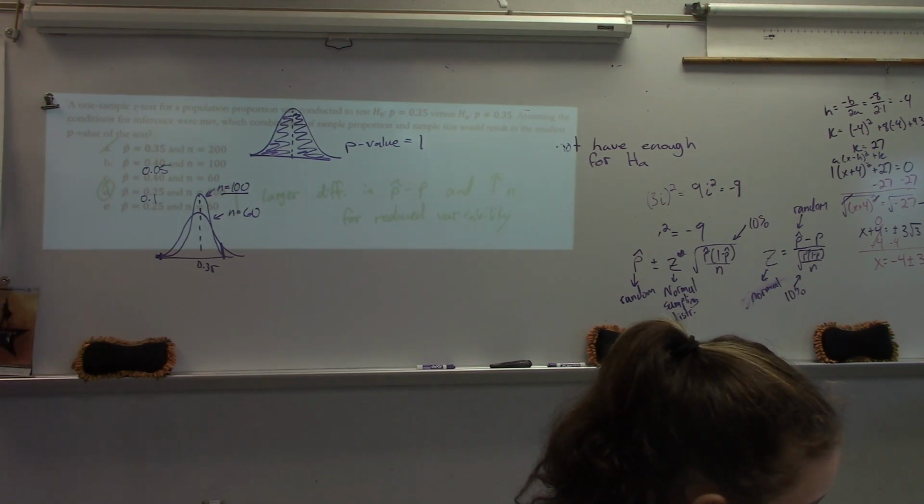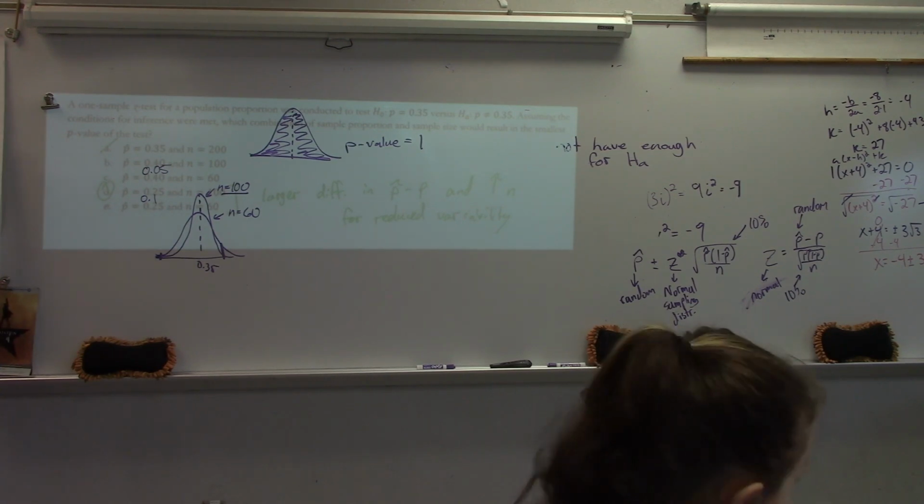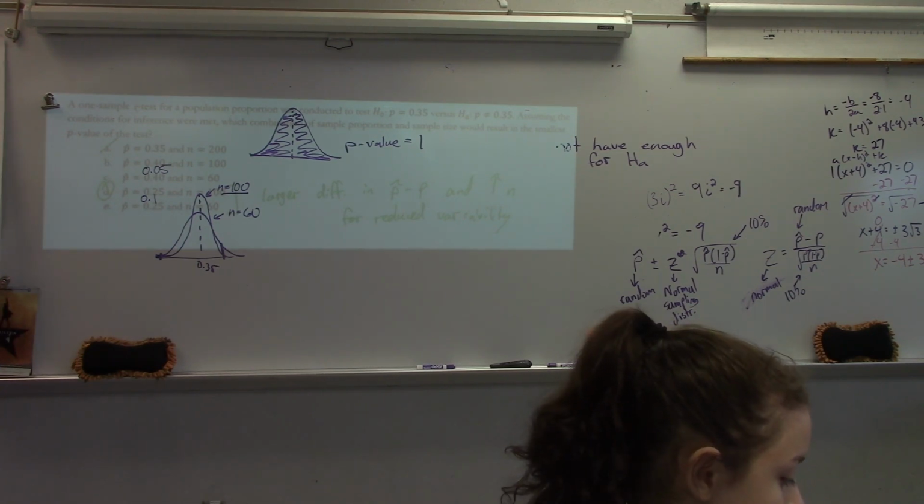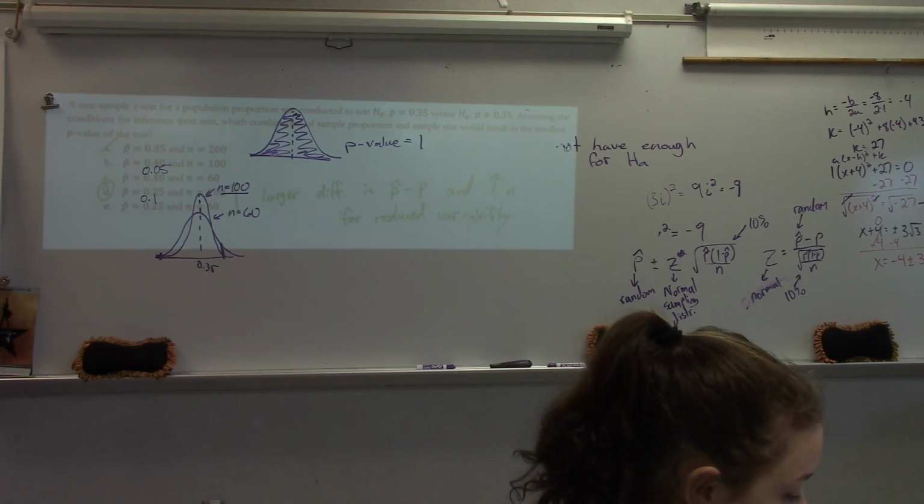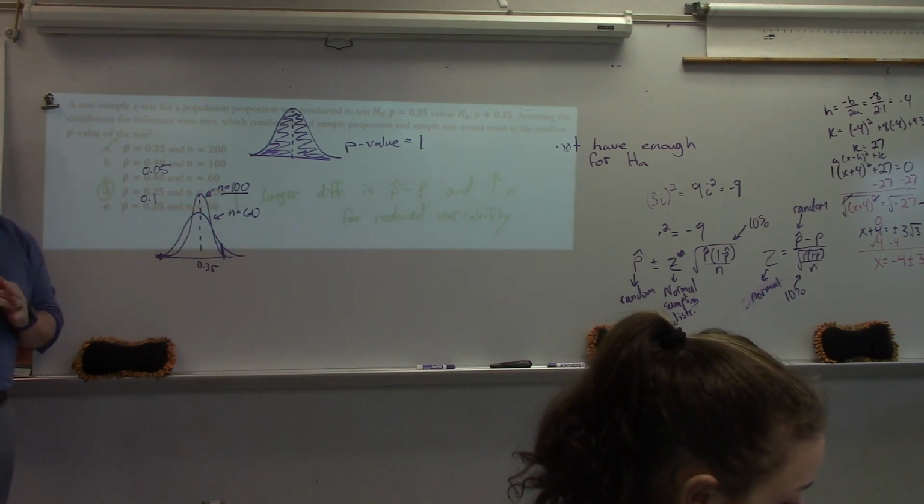The higher sample size reduces that spread, reduces that variability, and the further that statistic is away, it's easier to reject the null hypothesis. And that's a great way to think about that. Larger size or smaller size? Larger size, because remember, the larger the size, the less spread in the sampling distribution. So if the stat is farther from the parameter, how does that affect the p-value?